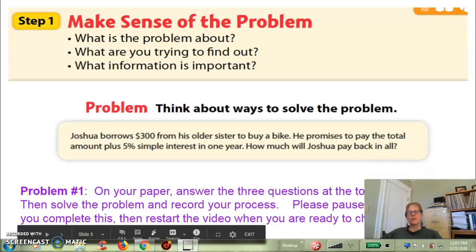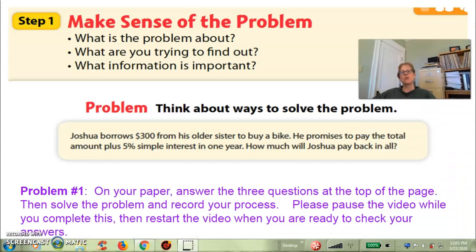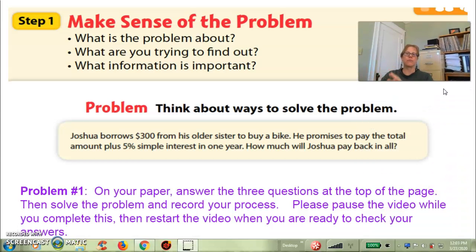So here is the work we're going to do today, and this should look familiar. I'm going to read the problem to you and talk you through it just a little bit before you try to solve it, and then you should get going on trying to solve it. Joshua borrows $300 from his older sister to buy a bike. He promises to pay the total amount plus 5% simple interest in 1 year. How much will Joshua pay back in all?